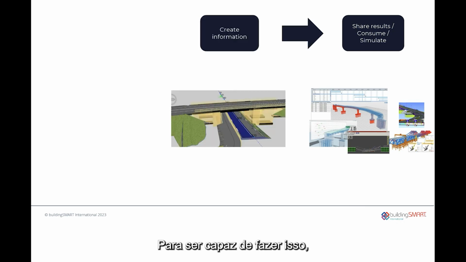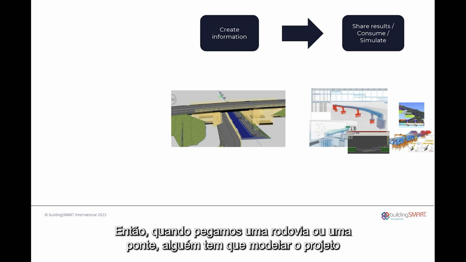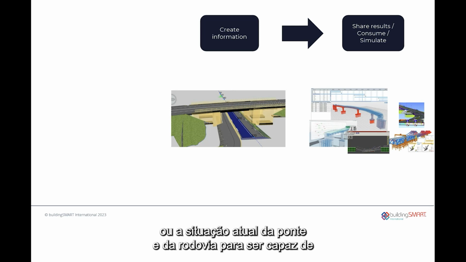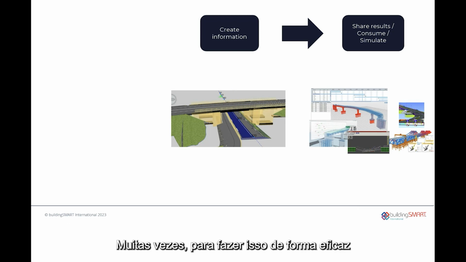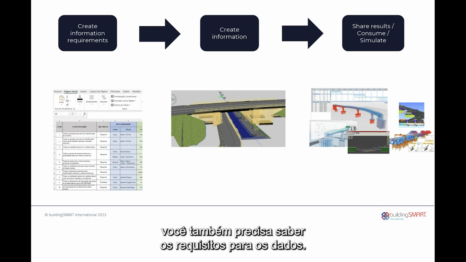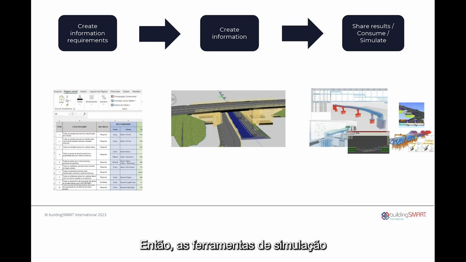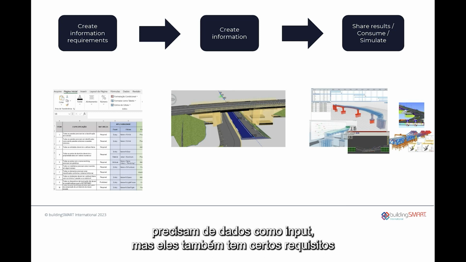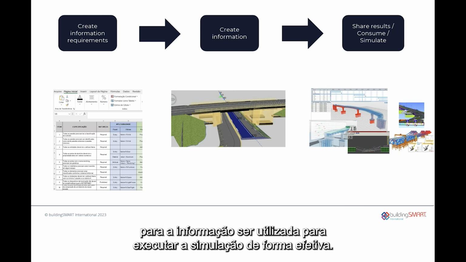To be able to do that, you have to input these systems with a certain state. So when we take a road or a bridge, someone has to model the design or the actual situation of the bridge and the road to be able to put it into a simulation and get results. Often, to do this in an effective way, you also need to know the requirements for the data. So these simulation tools need data as input, but they also have certain requirements for the information to be able to run the simulation effectively.